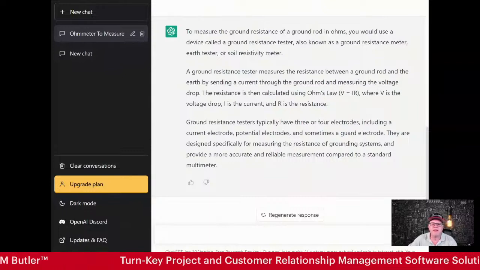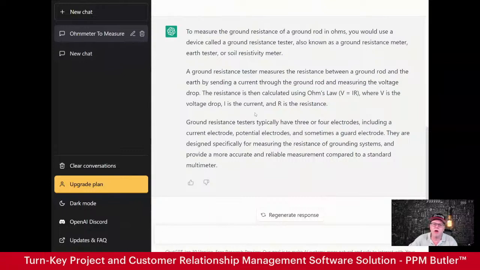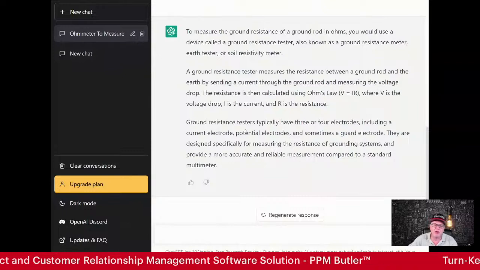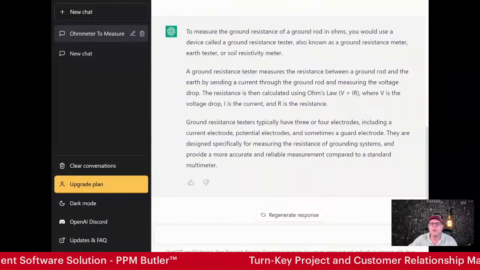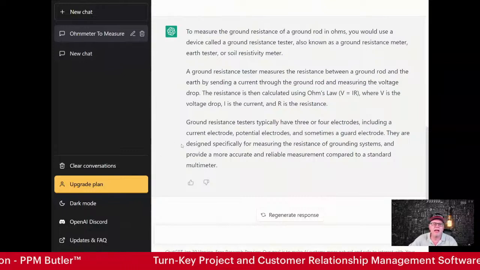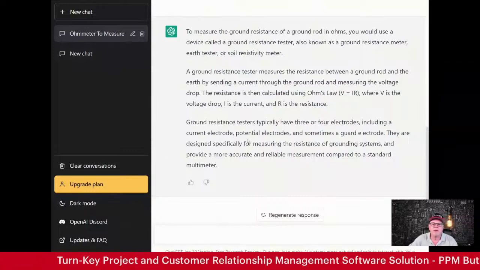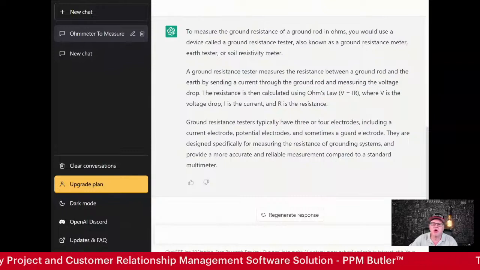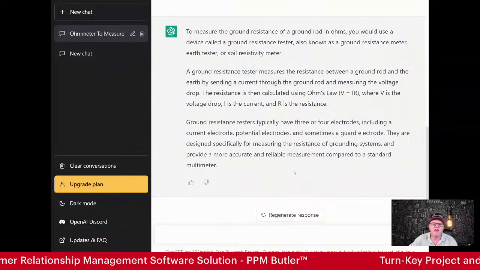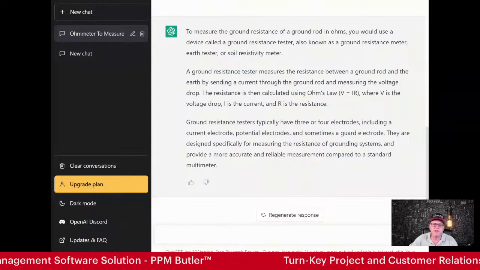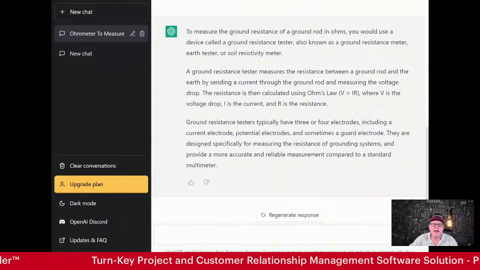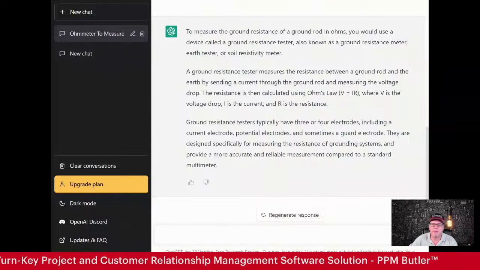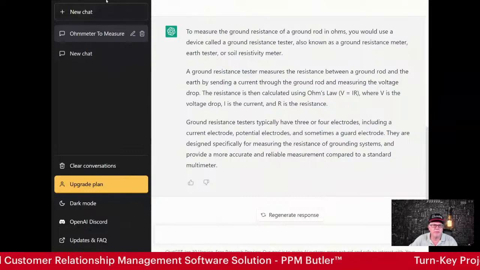The resistance is then calculated using Ohm's law, where V is the voltage, I is the current, R is the resistance. Ground resistance testers typically have 3 to 4 electrodes, including a current electrode, potential electrodes, and sometimes guard electrodes. They are designed specifically for measuring the resistance of grounding systems and provide a more accurate and reliable measurement compared to a standard multimeter.